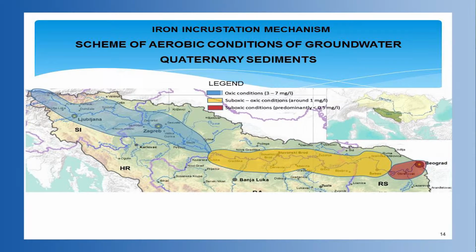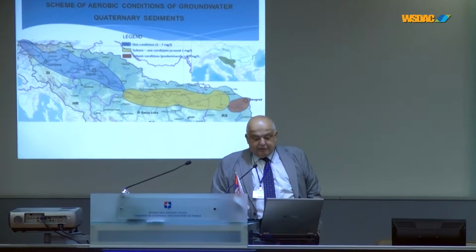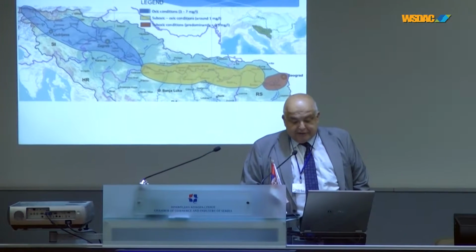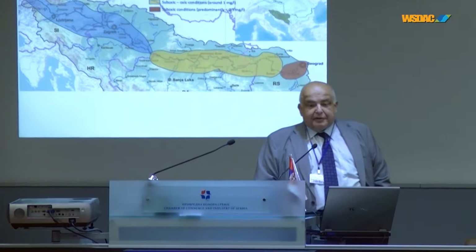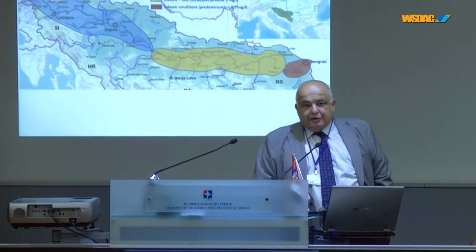The upper part of the Sava stream is very oxic, the underground is very oxic, 3 to 7 milligrams of oxygen in these aquifers. The medium part is, how to say, oxic, suboxic, something like that, 1 milligram, half a milligram, something like that. And the downstream part in Belgrade and around is below 0.2 milligrams per liter, suboxic status, very interesting for this phenomenon.